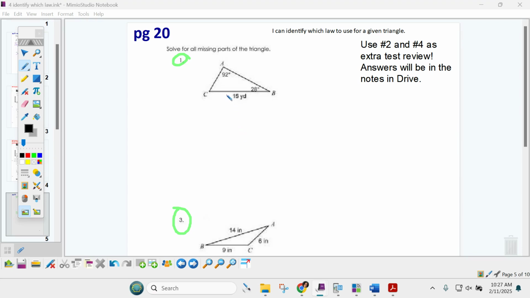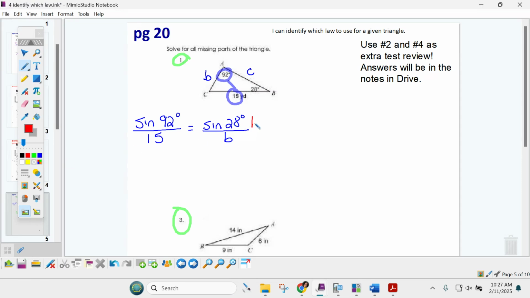So what I notice is that I have an angle side pair. I have the 92 degrees across from the 15 yards. When I have an angle side pair, I can do law of sines. This is side B, this is side C. So for the law of sines, that's going to be sine of 92 degrees divided by 15 equals the sine of 28 degrees divided by B.